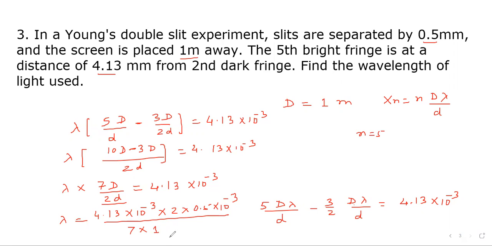Now, if we simplify, we will get 0.59 into 10 to the power minus 6 meter, which will be equal to 5900 angstrom. To convert this into angstrom, we multiply by 10 to the power 4 and divide by 10 to the power 4. So we will get this.